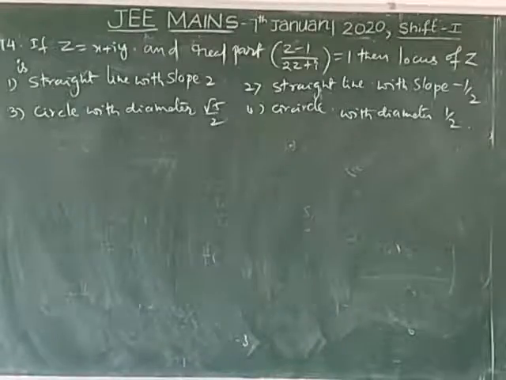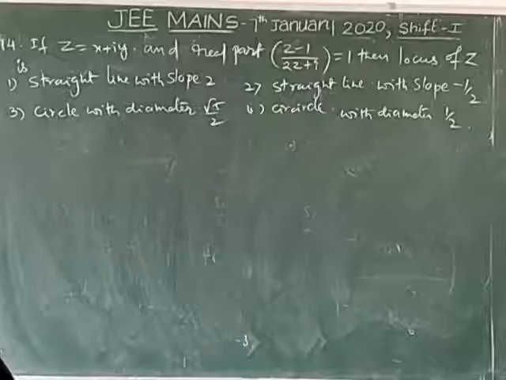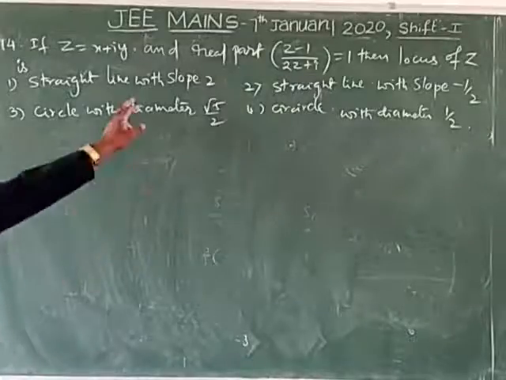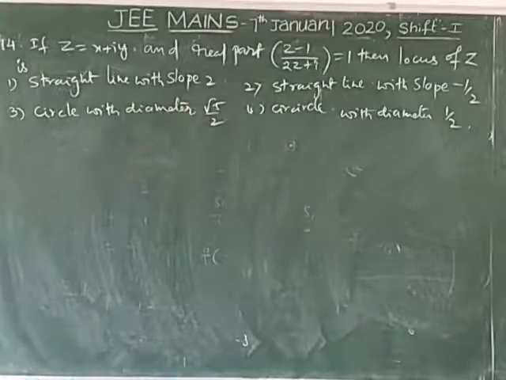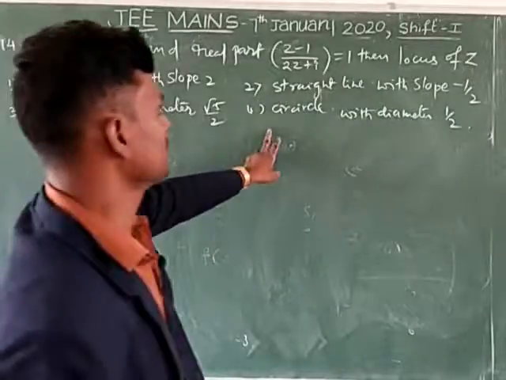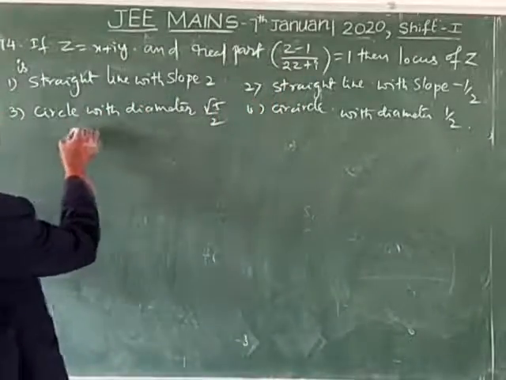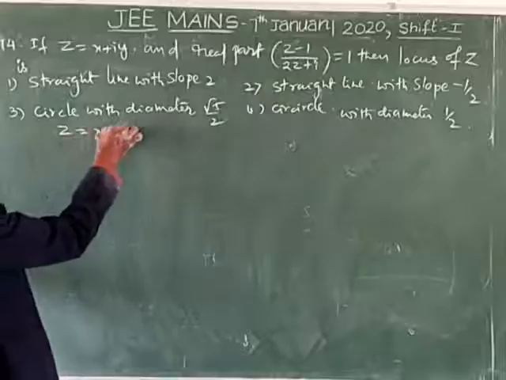Next problem: if z is equal to x plus iy and the real part of (z minus 1) by (2z plus i) is equal to 1, then the locus of z is a straight line with slope 2, a straight line with slope minus 1 by 2, a circle with diameter root 5 by 2, or a circle with diameter 1 by 2. See here, z is equal to x plus iy as given.